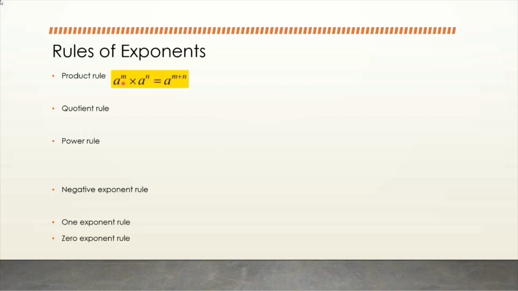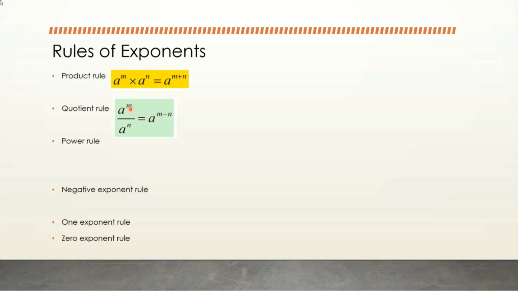So the product rule is when you have a to the m times a to the n, that means the bases are the same and you're multiplying, so you add the powers together. The quotient rule is when you're dividing. So when you're dividing, you subtract the powers. And wherever you start at, that's where you put the result.